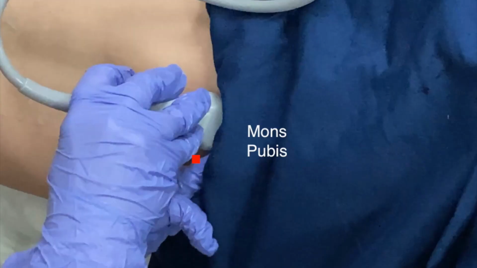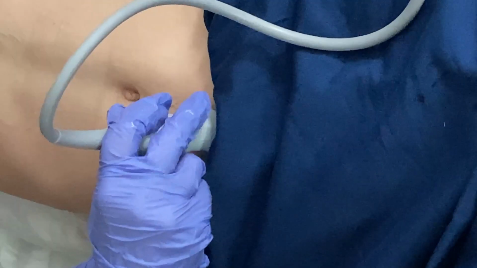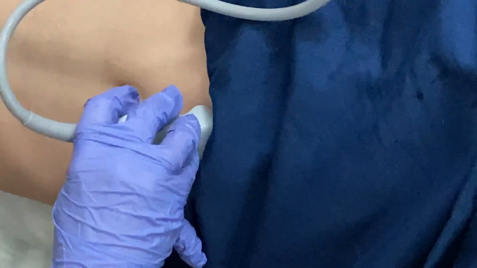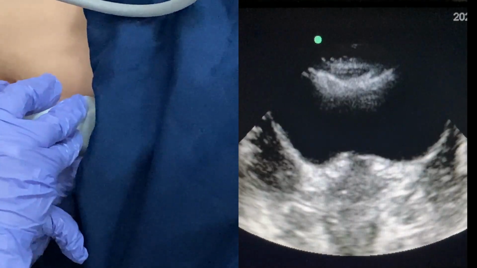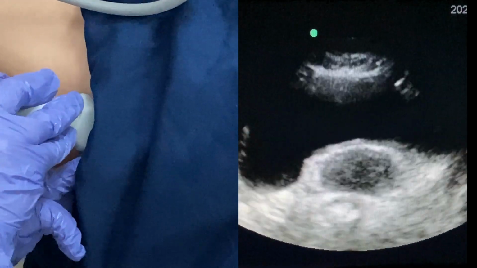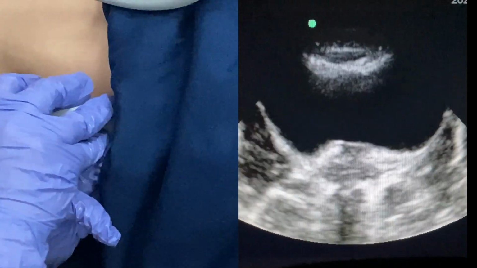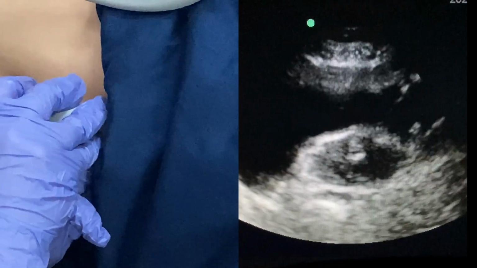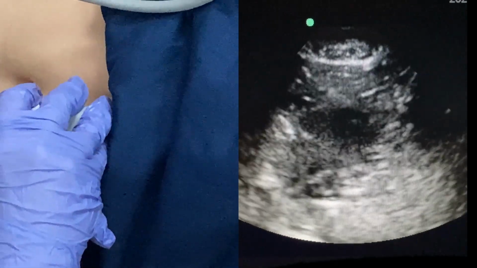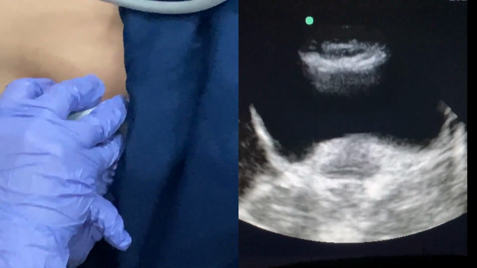Then turn the probe to short axis, again still at a 45-degree angle, but with the indicator toward the patient's right side. Then fan inferiorly and superiorly to evaluate for any anterior or posterior fluid collections in the pelvic area.